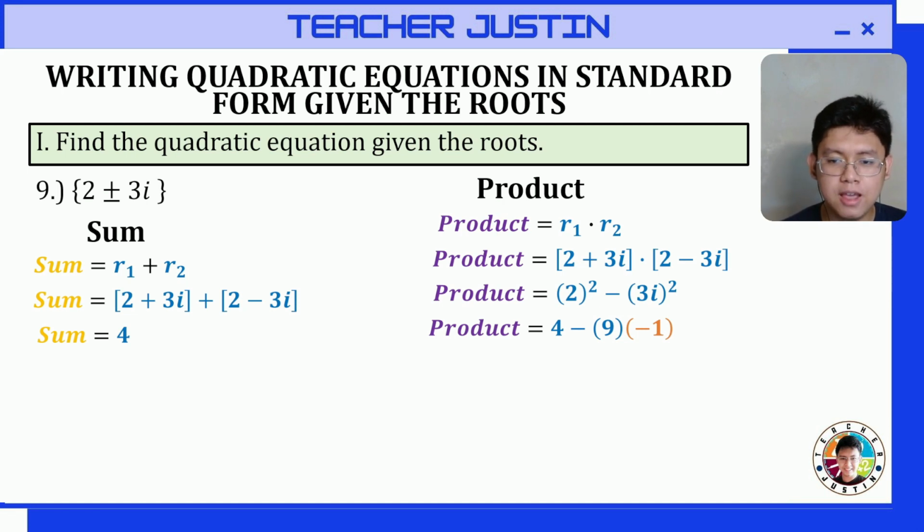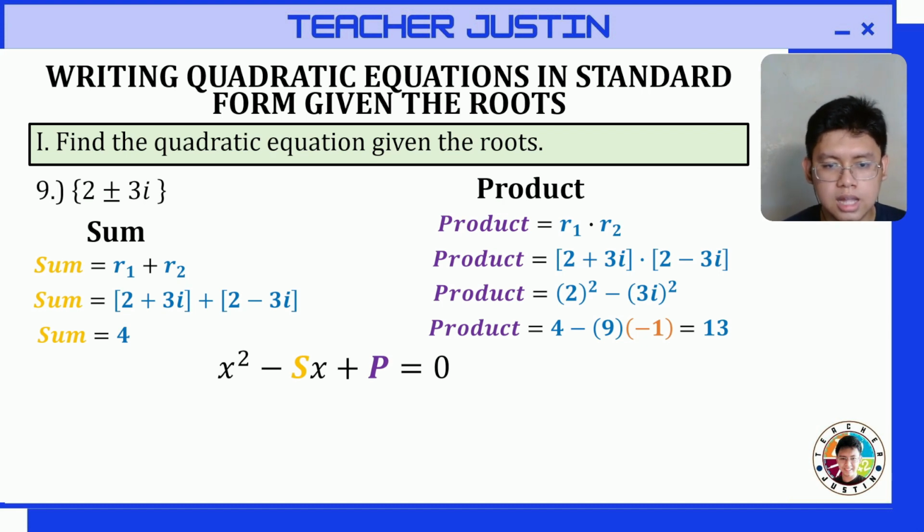Now let's simplify 4 minus 9 times negative 1. Negative 9 times negative 1 will be positive 9. So 4 plus 9 will be equal to 13. So now that we have our sum and product, let's substitute them to our formula, x squared minus sx plus p is equal to 0.